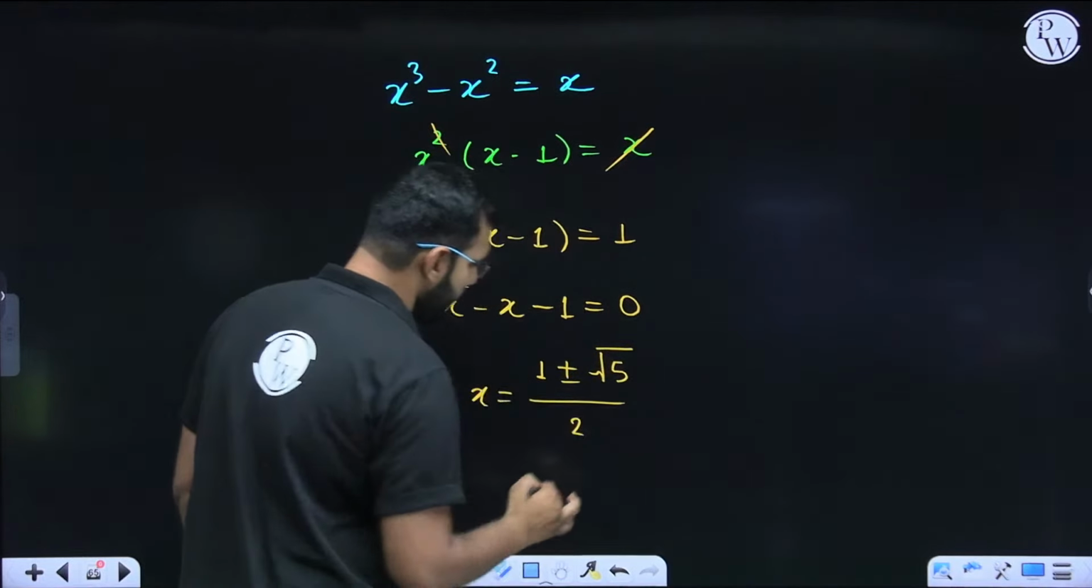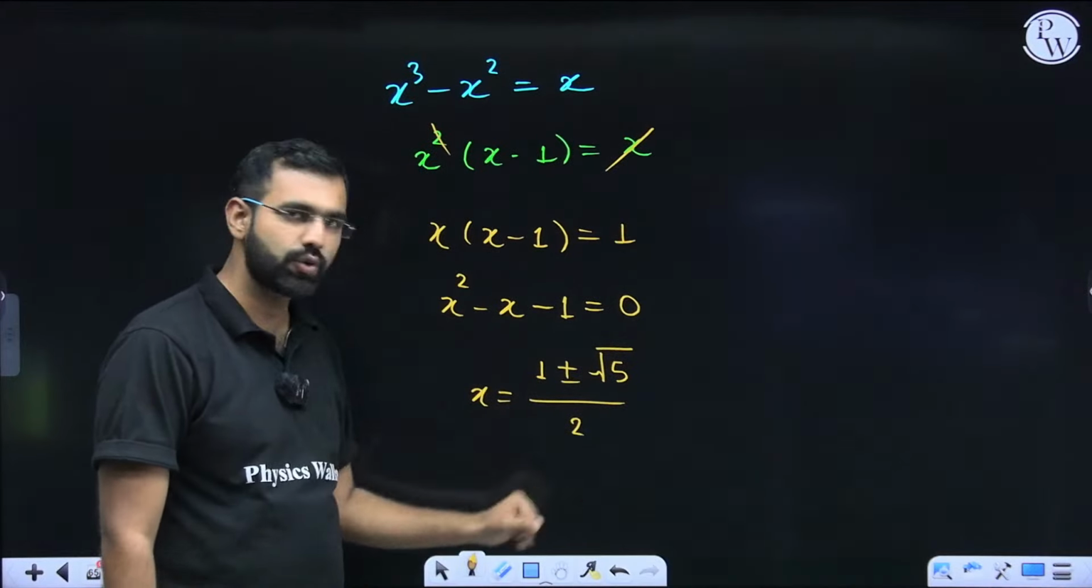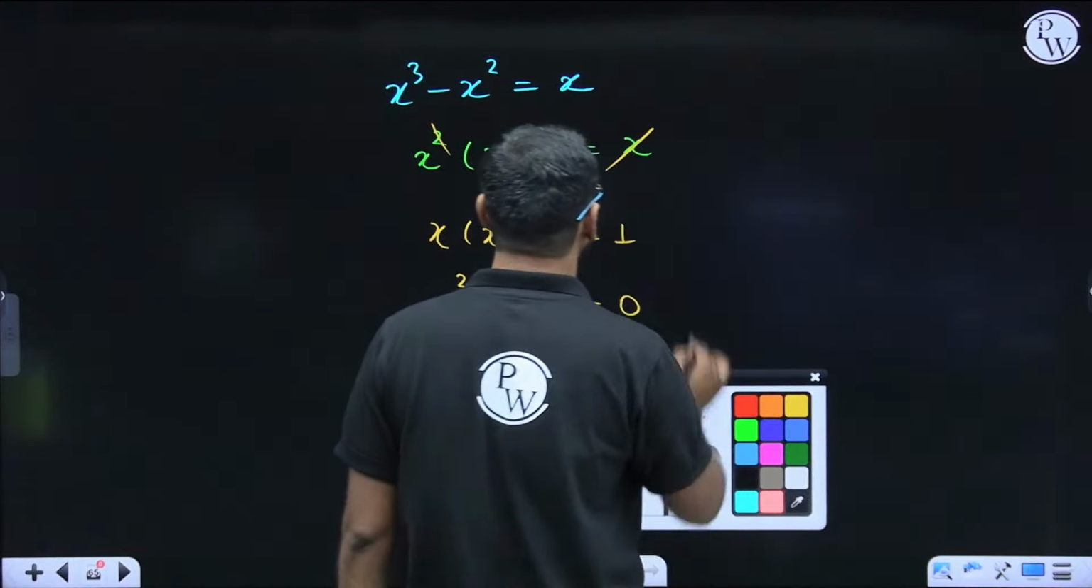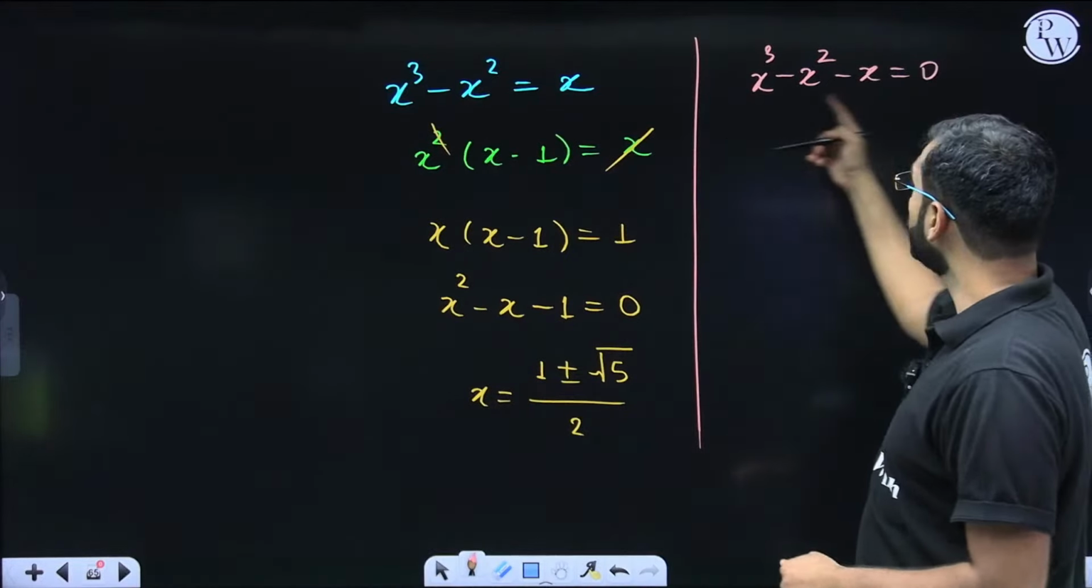So I have gotten two roots. Out of which one of the real roots is 1 plus root 5 by 2. The other root is 1 minus root 5 by 2. But if I go back to the original equation, it was x cube minus x square minus x is equal to 0. So technically, it was a cubic equation.